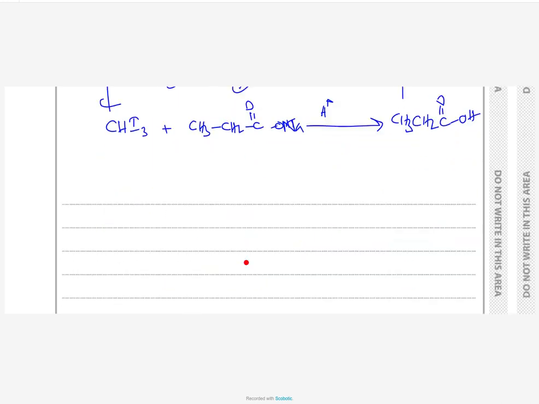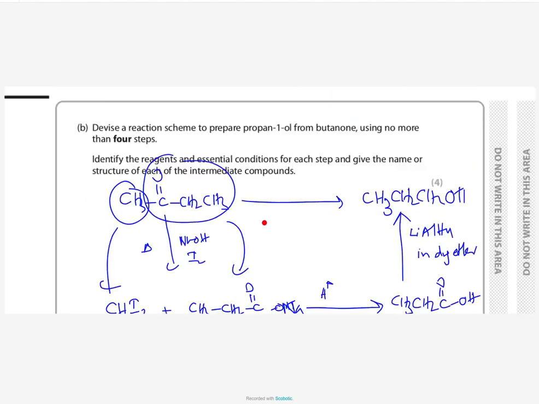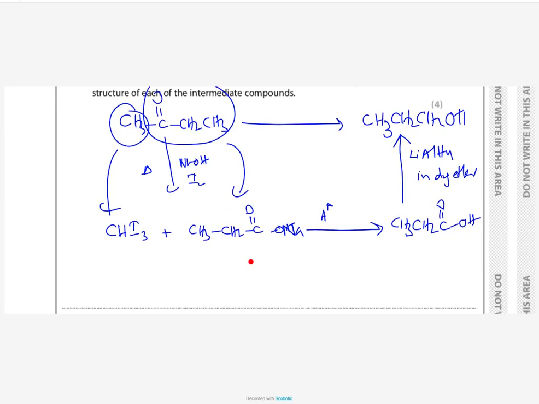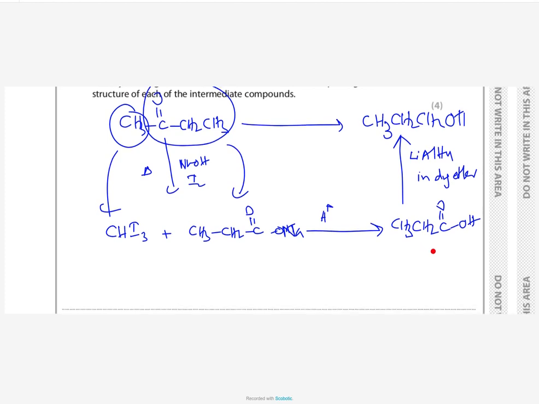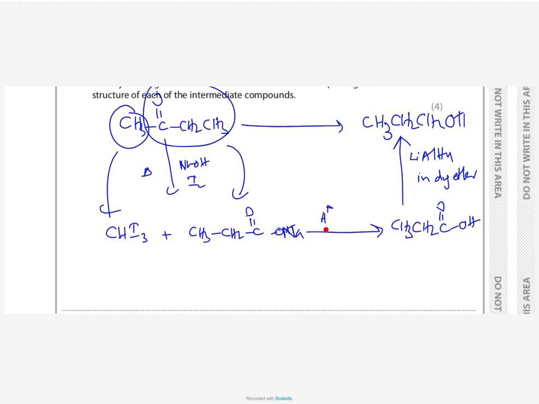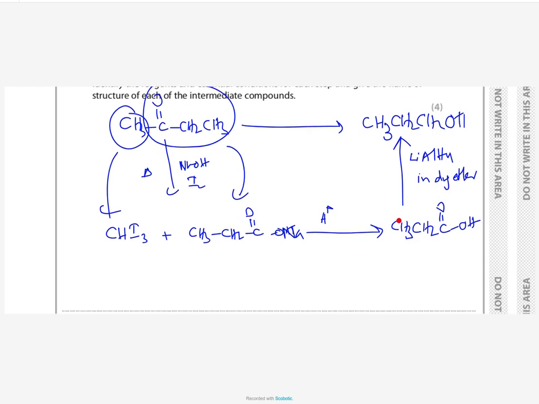And if you are to write, there are two options anyway. There's space given for drawing, and for explanation also there is space given. So first you draw and then you can just briefly explain. You can say carry out iodoform reaction for this, and you get the sodium salt of propanoic acid, and then add an acid to convert it into propanoic acid and reduce the propanoic acid. 3 steps. You can just write briefly.